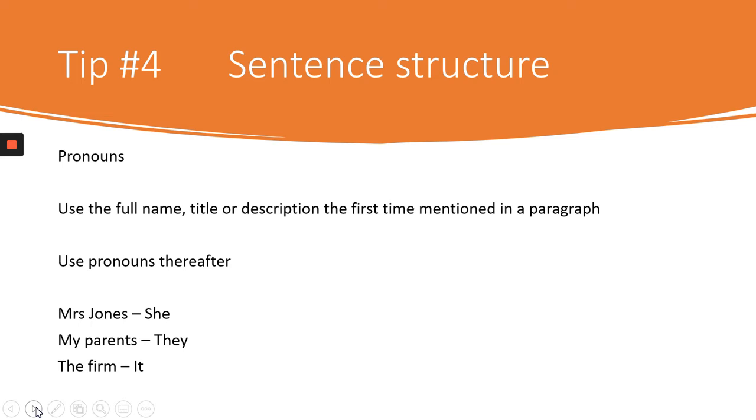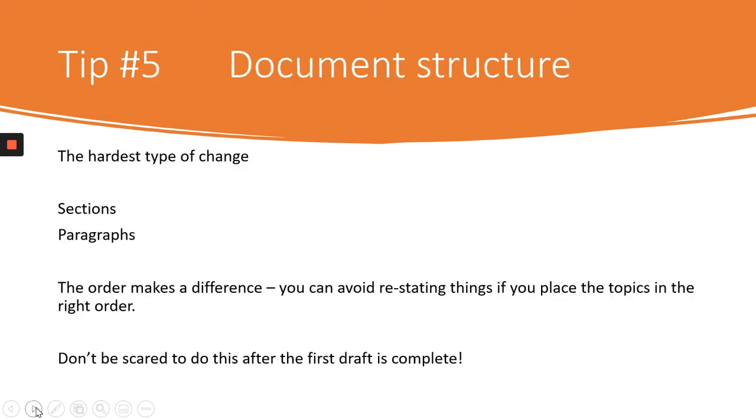For example, Mrs. Jones is 2 words. Once you've introduced Mrs. Jones in a paragraph, you can refer to her as she, unless you introduce another female, and then you do have to clarify again which one you're talking about. But the same thing with my parents becoming they, or the firm becoming it. You can then cut out one word every time you refer to them.